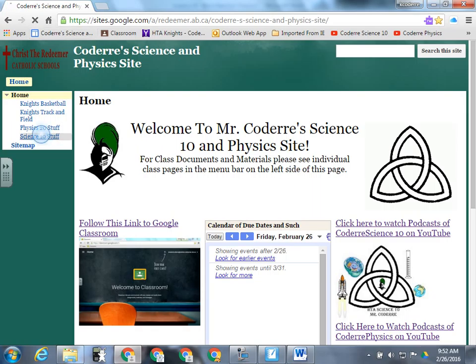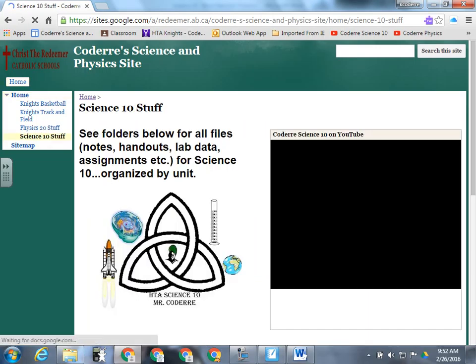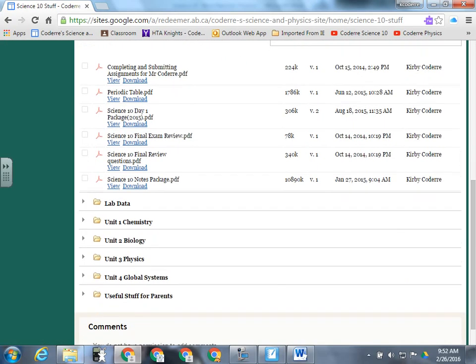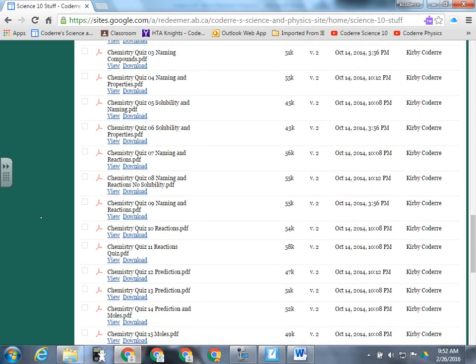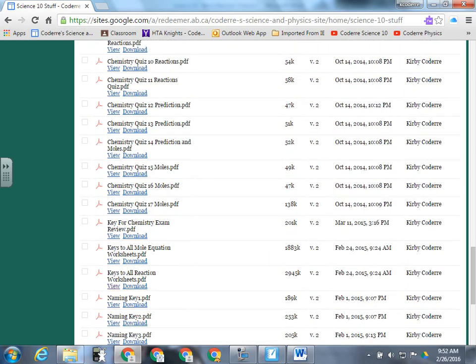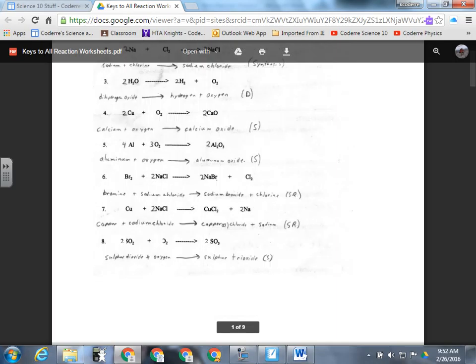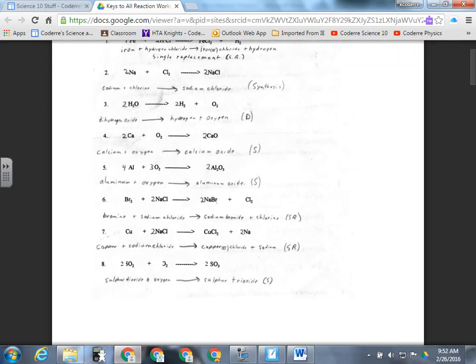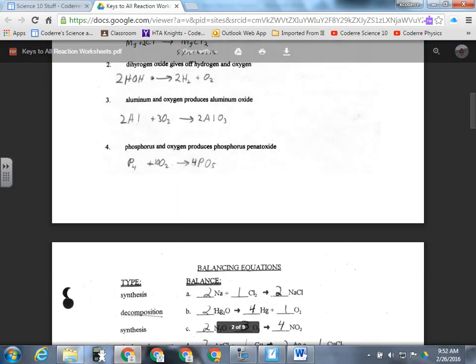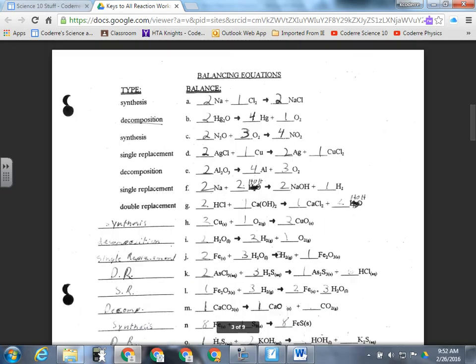Okay, so in Science 10 stuff here, guys, on my website is where you go, and then look in chemistry, and it's near the bottom, I think, and it's called Keys to All Reaction Worksheets, right here. Keys to All Reaction Worksheets. We had it on the board the other day, I think. It's got the solutions on there. You can check it on your phone, or if you can't get it open, you can come up here and find what you need.